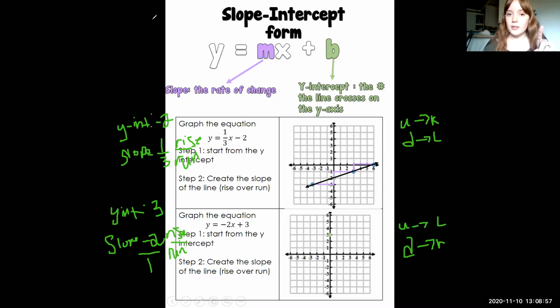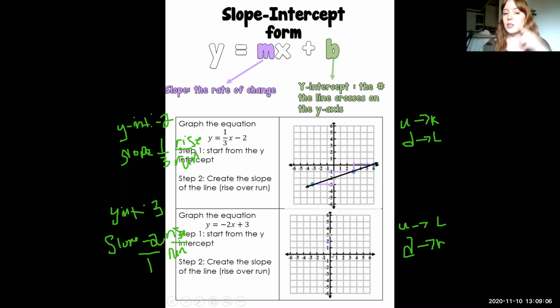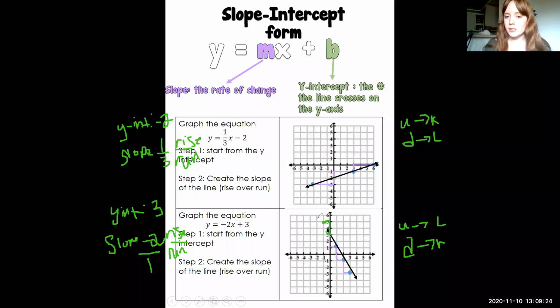So we start at that 3. Negative slopes are up and to the left or down and to the right. We're going to start by going down 2 and to the right 1. Down 2 and to the right 1. If you wanted to continue this upwards, we would go up 2 and to the left 1. And the reason that's okay is because it would still cross on that line.